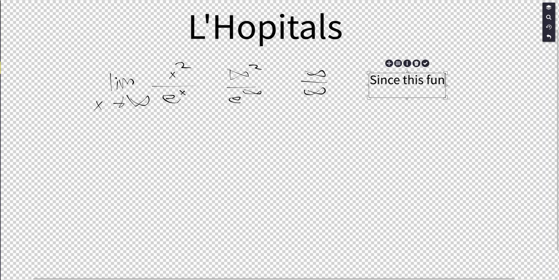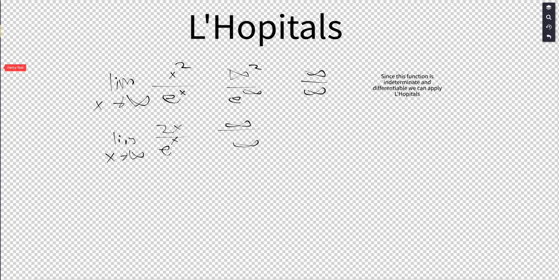Since the function is indeterminate and differentiable, we can apply L'Hopital's. So now let's take the derivative and do the same steps we've been doing. So this becomes limit as x approaches infinity of 2x over e to the x. Now let's plug in again, okay? So that just gives us infinity over infinity. So we have to reapply L'Hopital's here.